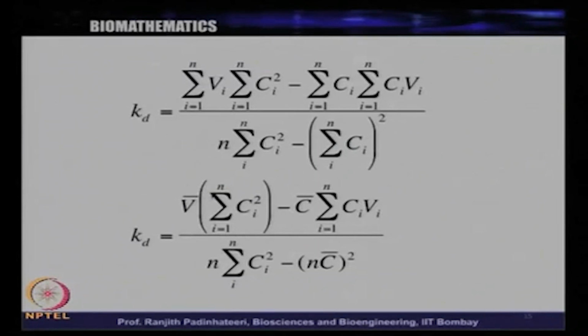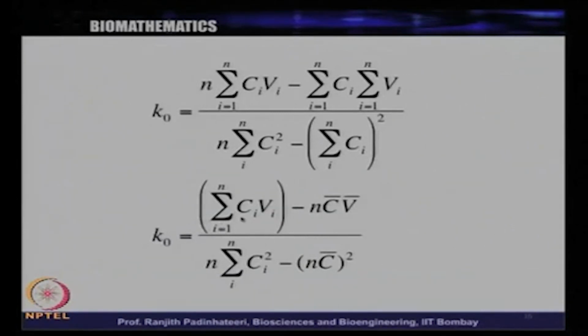You can rewrite this a bit if you wish, because you can write this as V average, C average, and so on and so forth, just a different notation. So you can write all this in a notation of averages, and we can rewrite this expression in a different way if you wish. Then you get this particular experimental value for Kd.